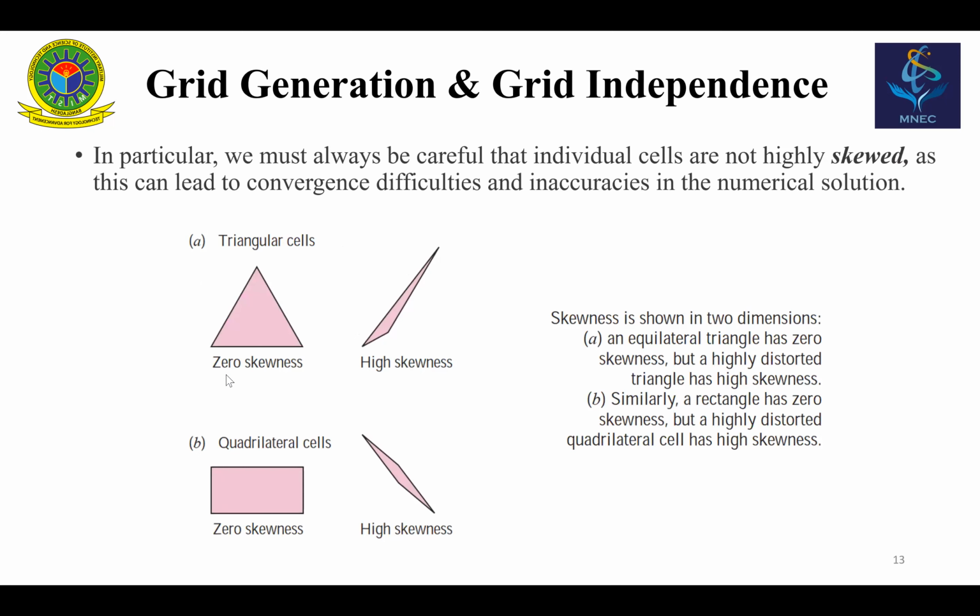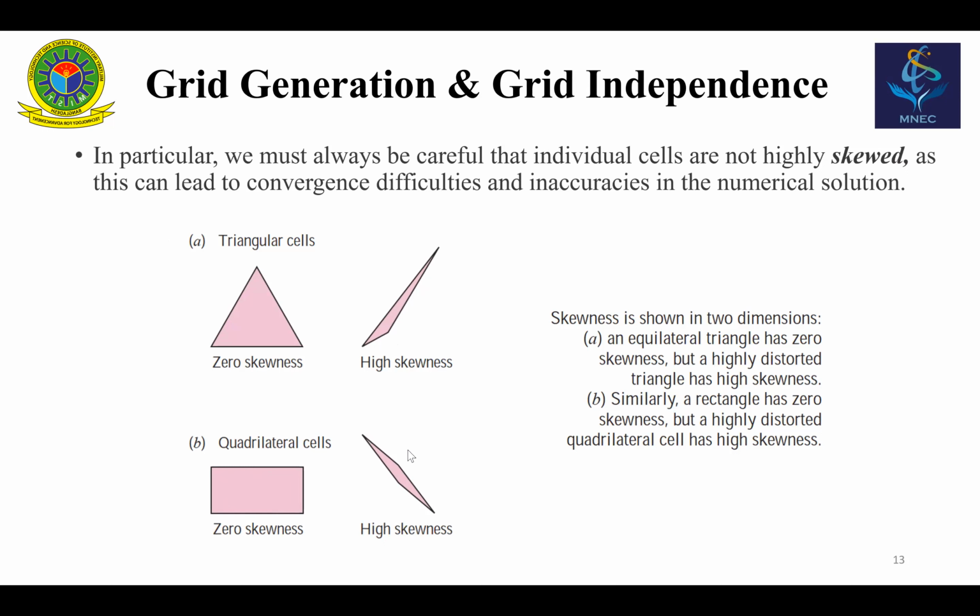This triangular cell has zero skewness. That means it is not distorted from its shape. And if you also have a look at this quadrilateral cell, it is also in perfect shape. That means it also has zero skewness. And you can see that whenever a cell is distorted from its shape, we say that it has high skewness. It is a similar case with these quadrilateral cells, which also have high skewness.